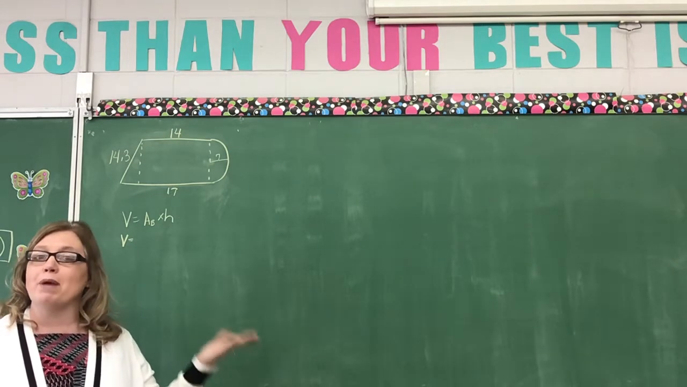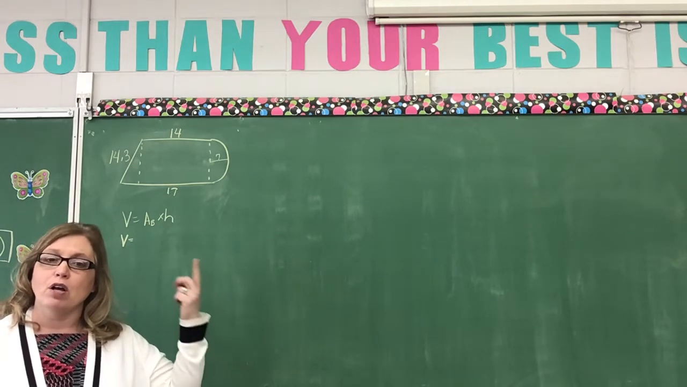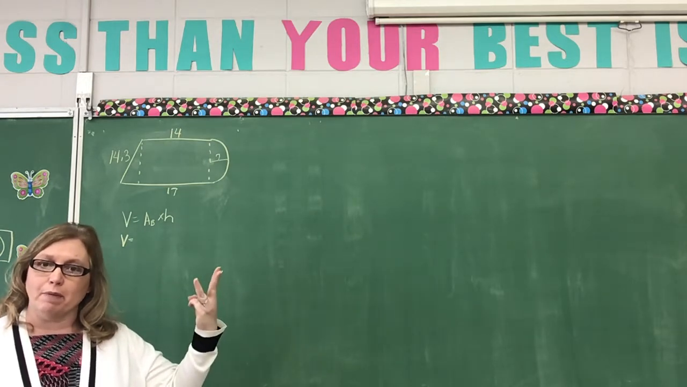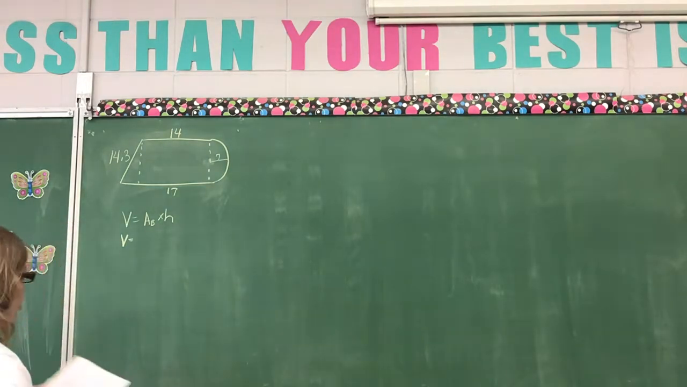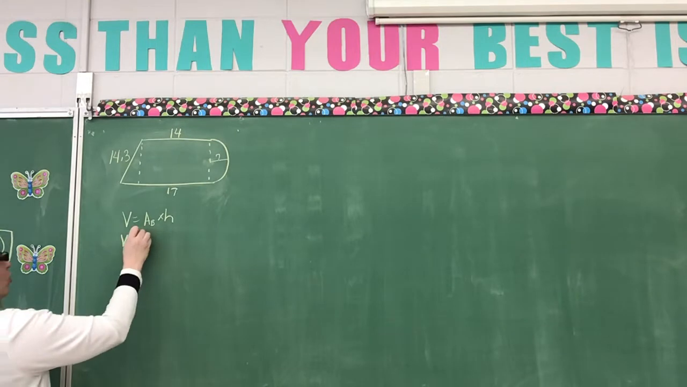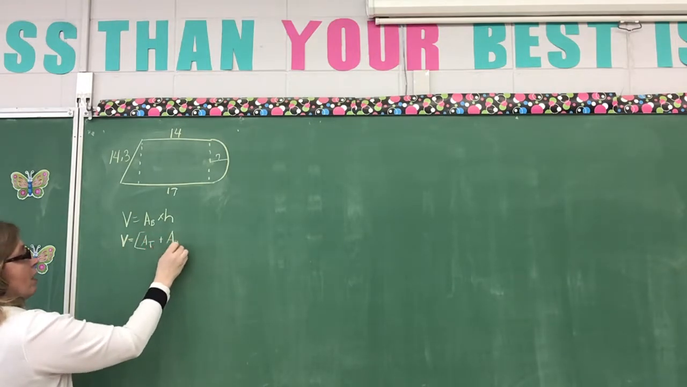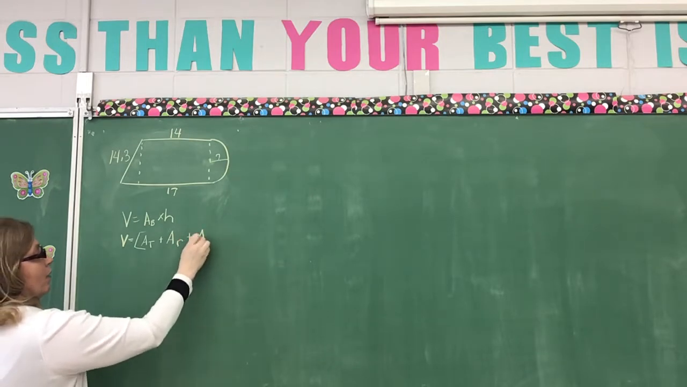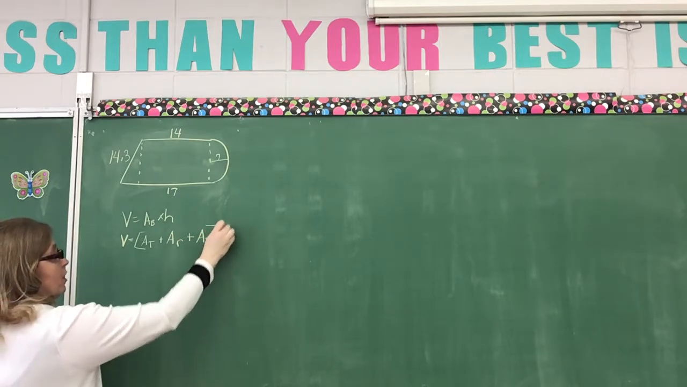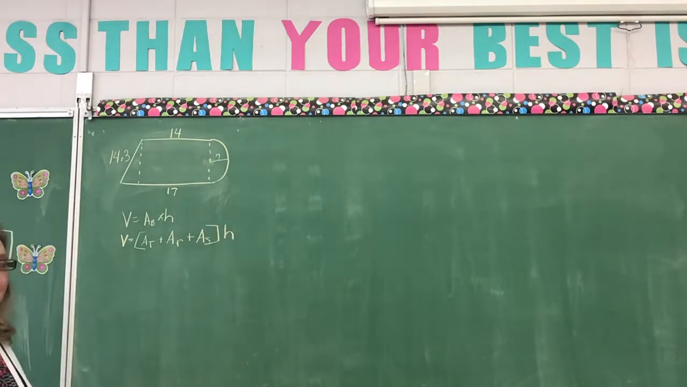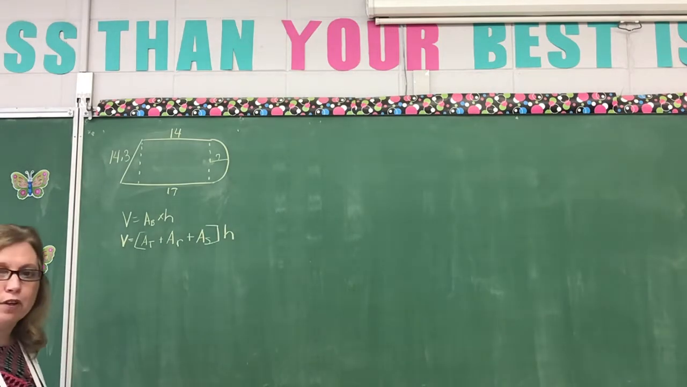What is the base made of? It's made up of a triangle, a rectangle, and a semicircle. Write that down as your formula, okay? Because we're going to put the area of the triangle plus the area of the rectangle plus the area of the semicircle. Then we're going to multiply by the height. Now, let's go in and fill these in.